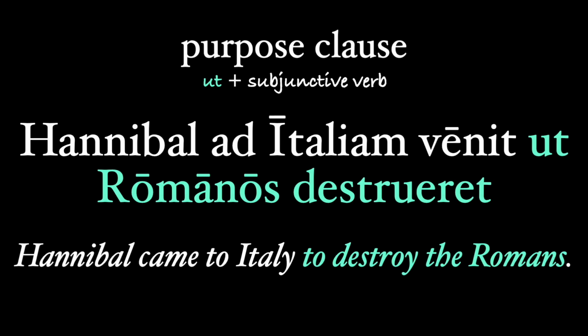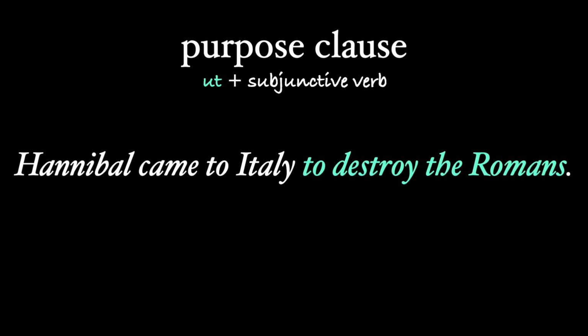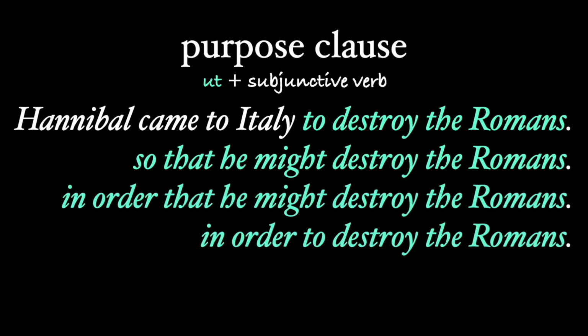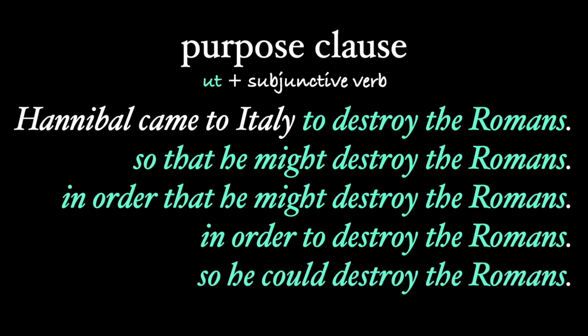Hannibal ad Italiam venit, ut Romanos destruerat. Hannibal came to Italy to destroy the Romans. Our purpose clause here is ut Romanos destruerat, and it tells us the reason why Hannibal came to Italy. Note the ut and the imperfect subjunctive verb, and in fact there are many different ways we can translate this clause into English: so that he might destroy, in order that he might destroy, in order to destroy, or even so he could destroy. You can usually go with what sounds natural to you.